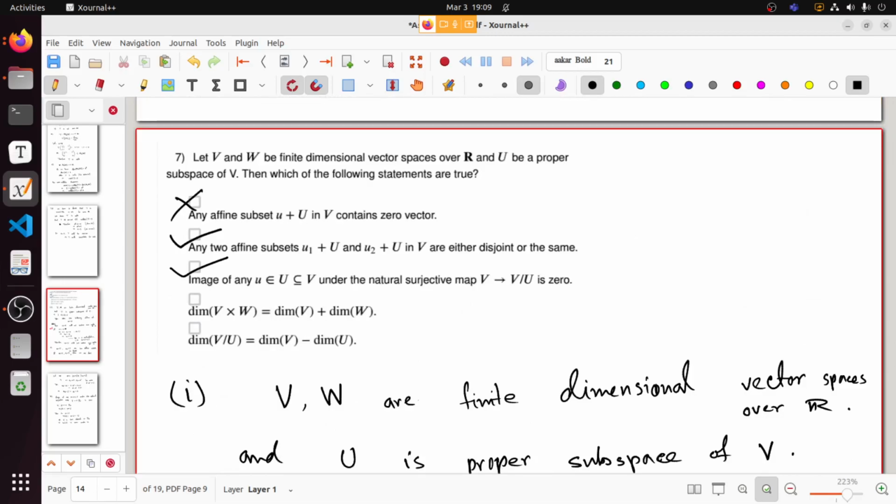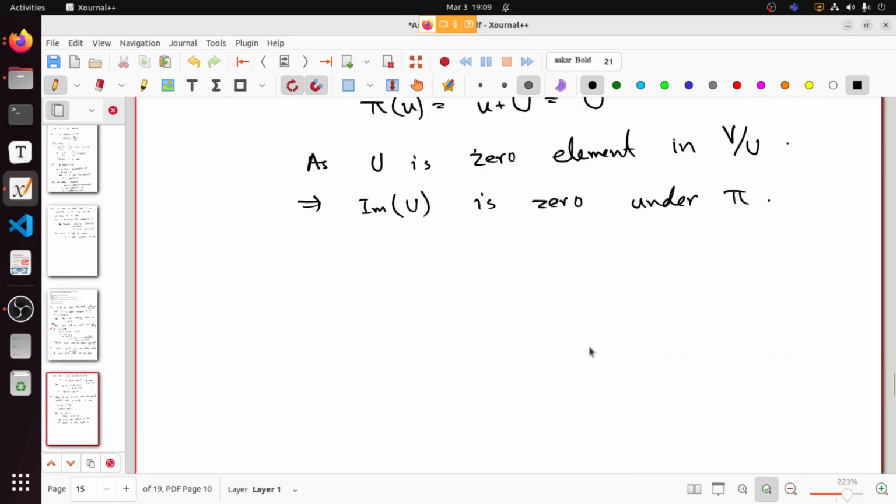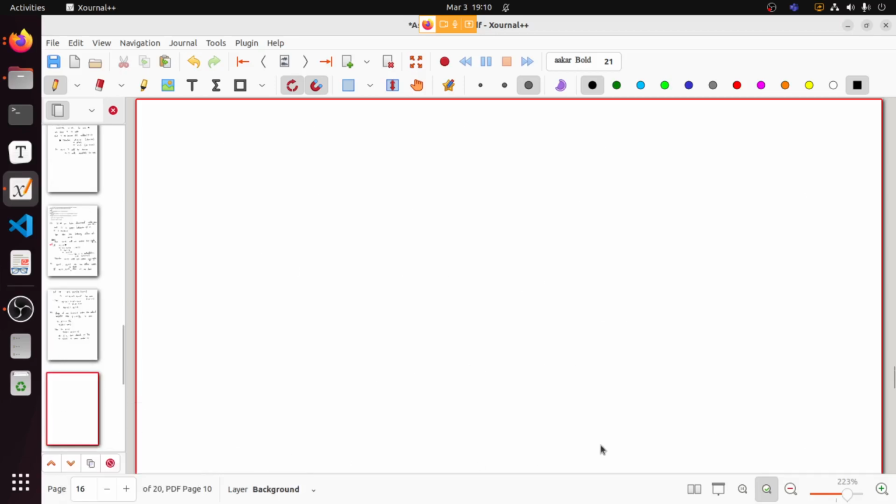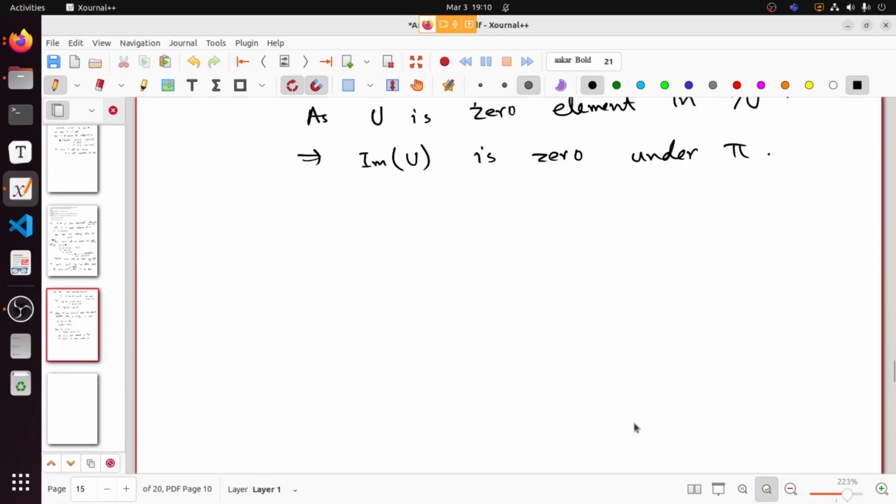Now let's move to option number 4. You have to find V cross W, the Cartesian product of two vector spaces. You have to find the dimension of V cross W. It will be the dimension of V plus the dimension of W. So let's say the dimension of V is n and the dimension of W is m.